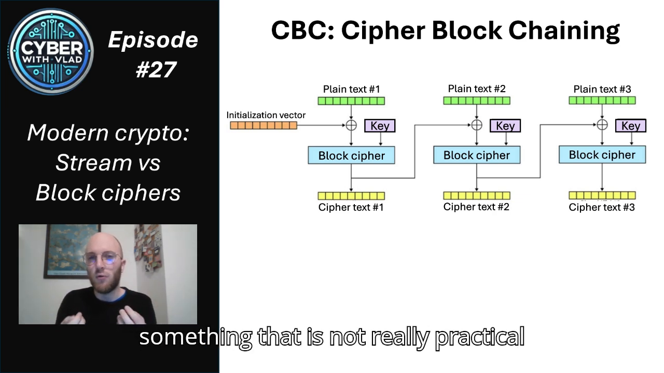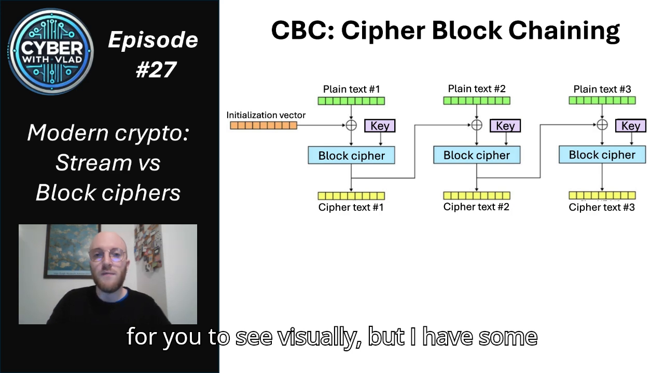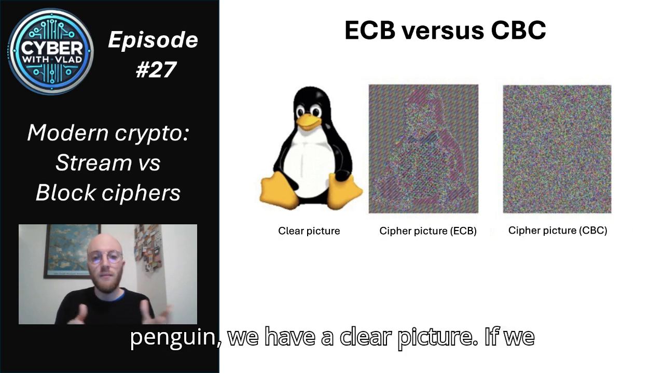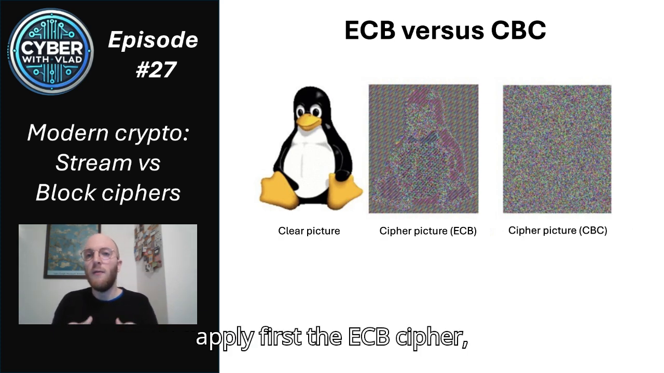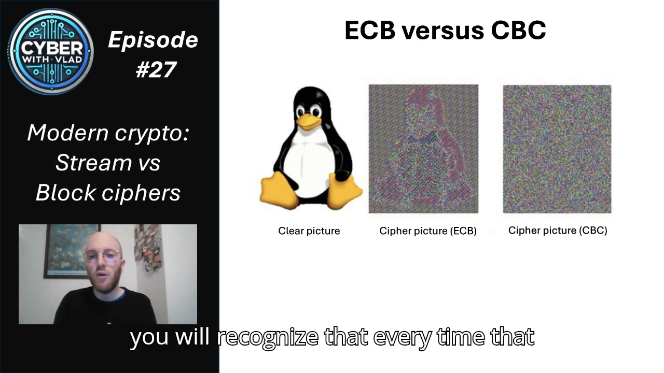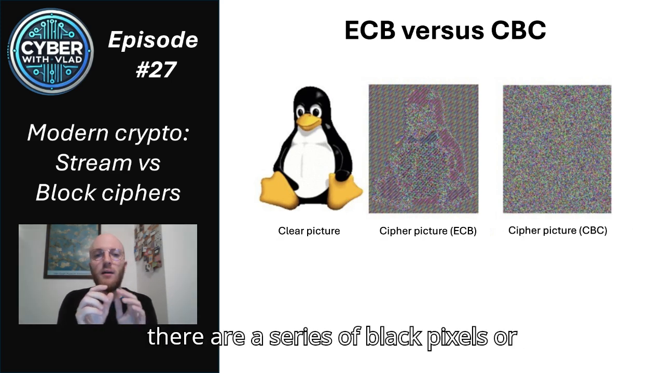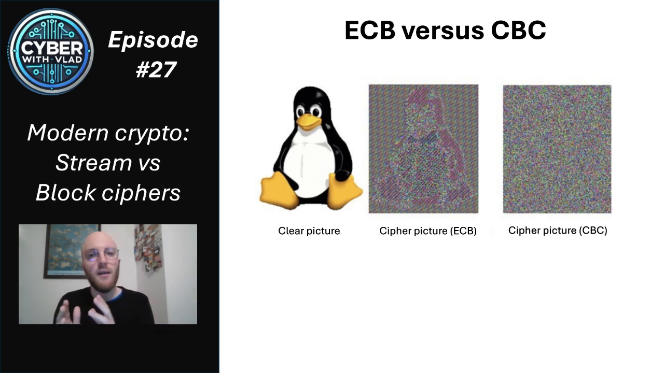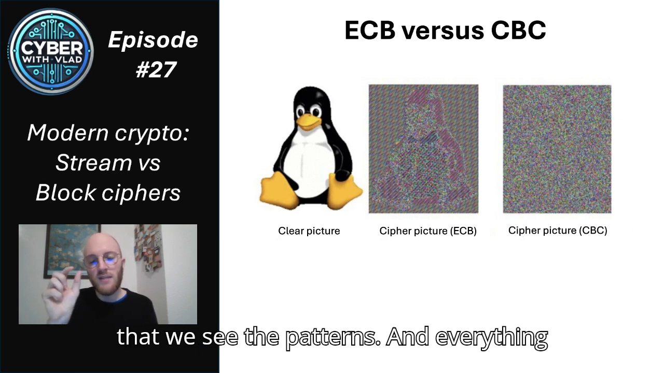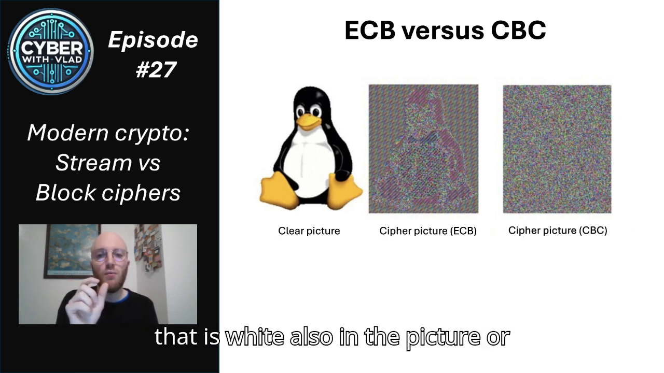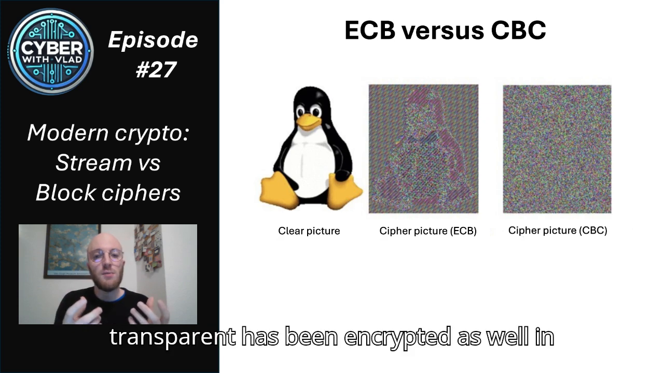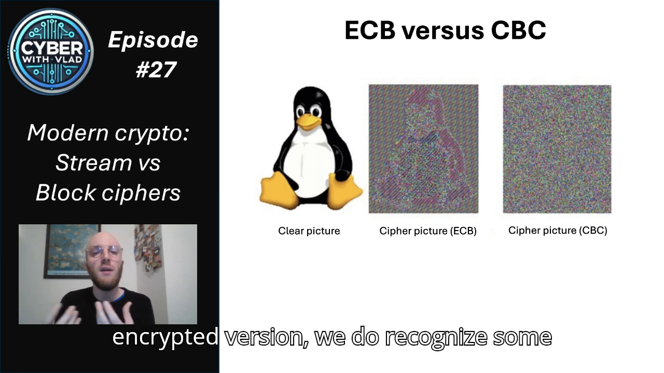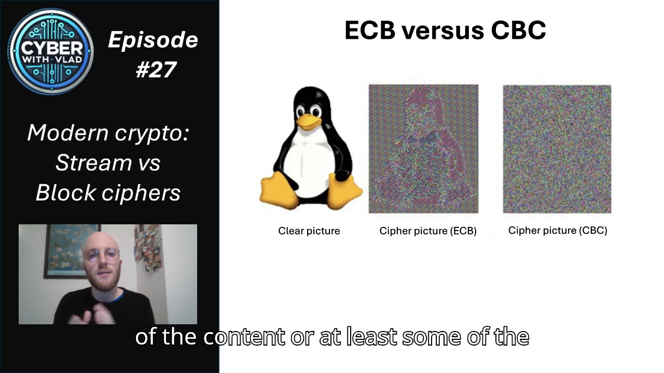Maybe it's something that is not really practical for you to see visually, but I have an example with an image. If we take the Linux logo, the penguin, we have a clear picture. If we apply first the ECB cipher, you will recognize that every time there is a series of black pixels or white pixels, they are more or less encrypted in the same way. So we see the patterns, and everything that is white or transparent has been encrypted in the same way as well, meaning that in the encrypted version, we do recognize some of the content or at least some of the patterns.